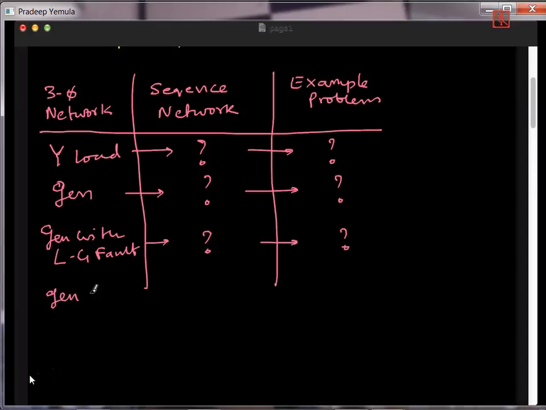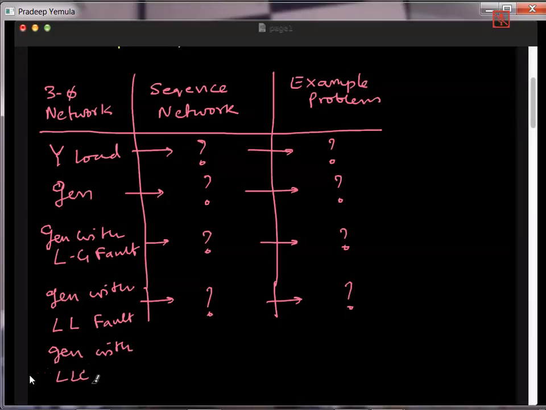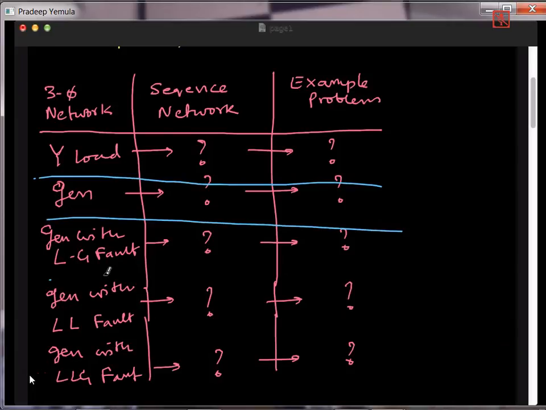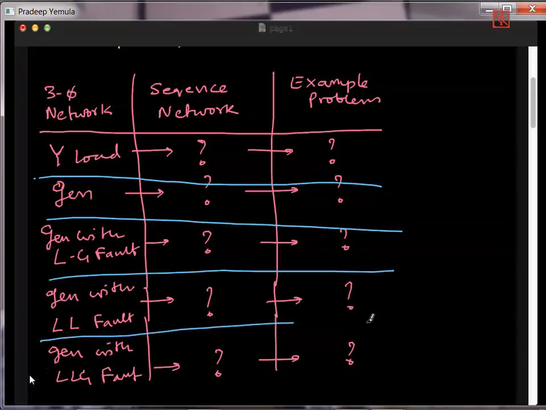Next one we'll see generator with LL fault. So what is the sequence network of it, and what is the example problem on it. Next one we'll see generator with LLG fault. Again, what is the sequence network of it, and what is the fault calculations example problem. So this is the plan for today's lecture. So let me just make it as a table. This is 1, 2, 3. So all these cases we are going to discuss today.